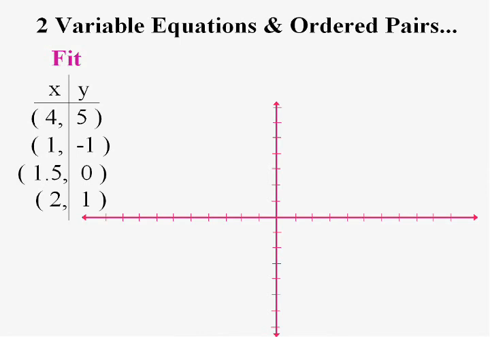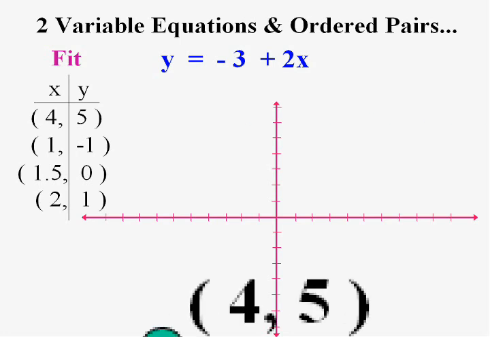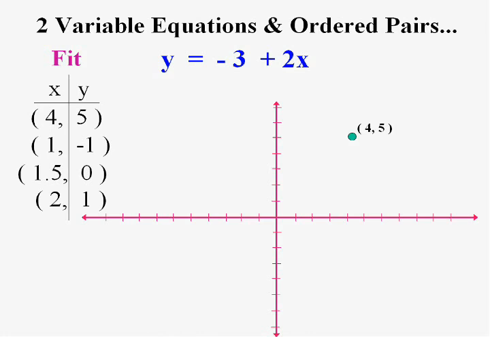Do you remember when I told you that if we took all the points that fit into an equation, or that were the solution to an equation, here are 4 of them, and plotted them, do you remember what happens? Let's plot 4, 5, over 4 and up 5, 1, negative 1, over 1 and down 1, 1.5, 0. I'm going to go over 1.5 squares and up none. See that? Over 1.5 squares and up no squares. And 2, 1. Go over 2 and up 1.